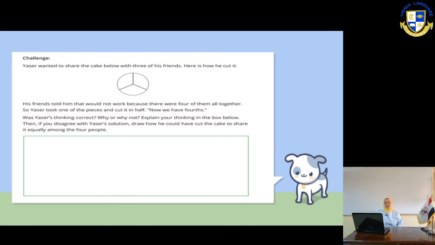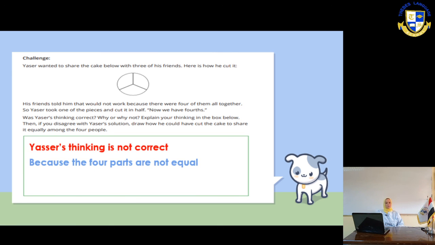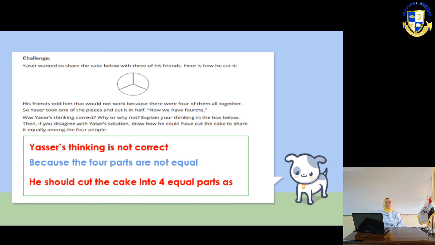Then if you disagree with Yasser's solution, draw how he could have cut the cake to share it equally among the 4 people. Okay, Yasser's thinking is not correct because the 4 parts are not equal. Okay, he should cut the cake into 4 equal parts as in this figure.